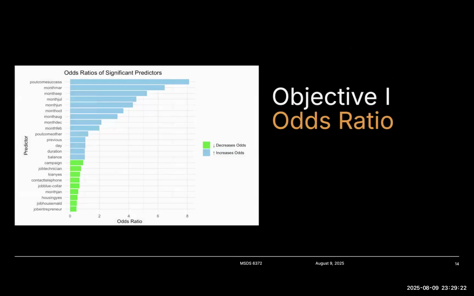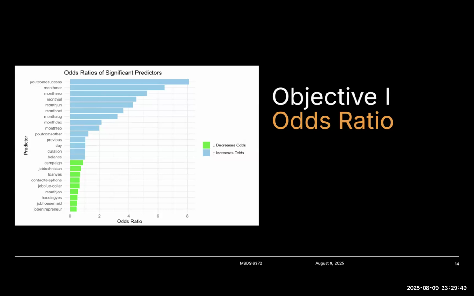So this chart is useful to visualize the odds ratios for the most significant predictors. The blue bars represent factors that increase the odds of subscribing, and the green bars represent factors that decrease the odds. As we saw in the EDA, a previous campaign success, p outcome success, is the strongest predictor. It increases the odds of subscribing by almost 8 times.